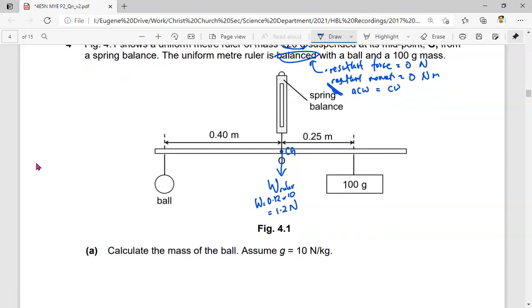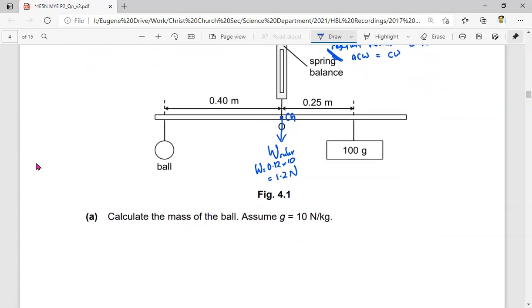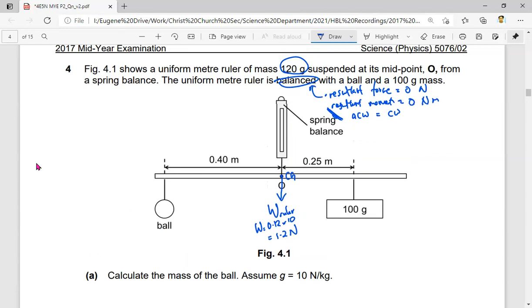So, first thing they ask us to do is to calculate the mass of the ball. Then we don't have the weight of the ball. We can't really do anything, right? The only other way is, most probably, we need to use moments. Why? Pivoted here, I got one mass here, I can find the mass over here.